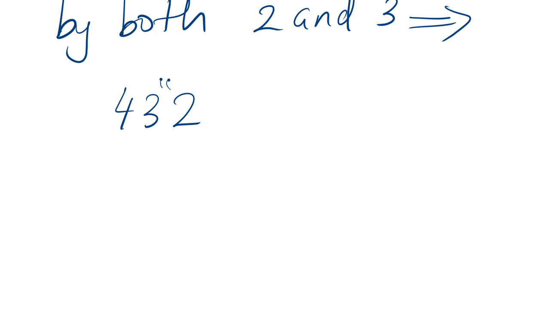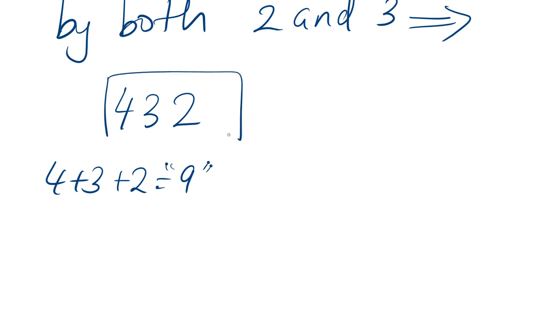Then check the sum of digits. 4 plus 3, 7. 7 plus 2, 9. This is a multiple of 3. So 432 is divisible by both 2 and 3. That means this number is divisible by 6.